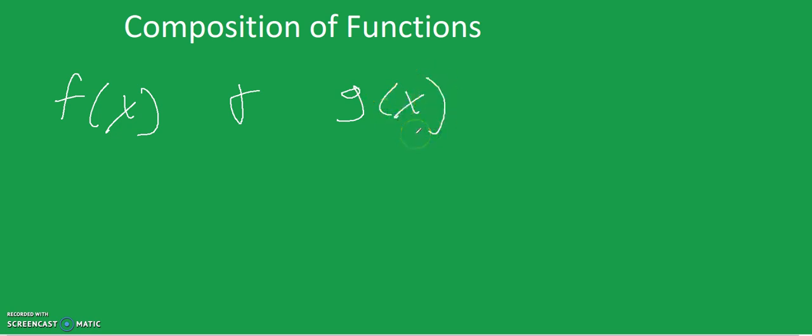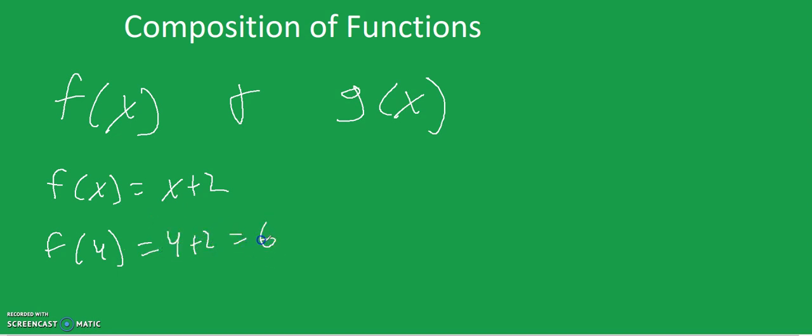So let's say I have two functions, f of x and g of x. Now, the way a function works is I have some sort of rule, like f of x equals x plus 2. If I want to find f of 4, well, wherever there's an x in my function, I replace it with 4 and I evaluate it, right? And I get 6, for example.